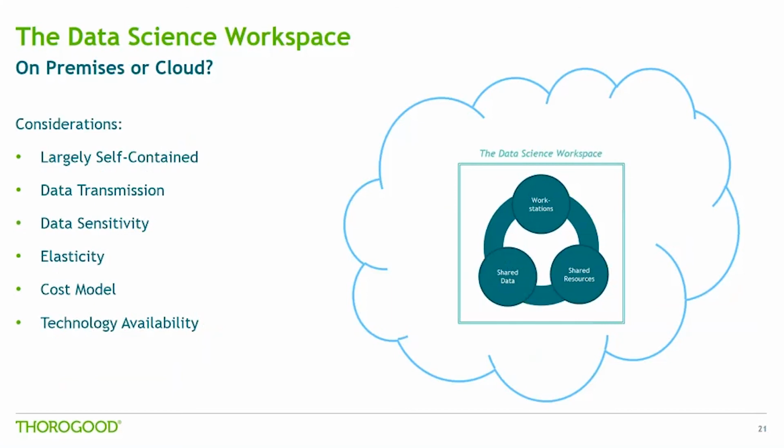The next two on here are pretty important topics, first being data transmission. If you have a lot of data being transmitted into this workspace, where that data is coming from will be a consideration. If a lot of that data exists on-premise, it may make sense to keep them close to one another. However, if a lot of that data is originating outside an organization's walls, such as external data sets, it may make more sense to put that into the cloud.